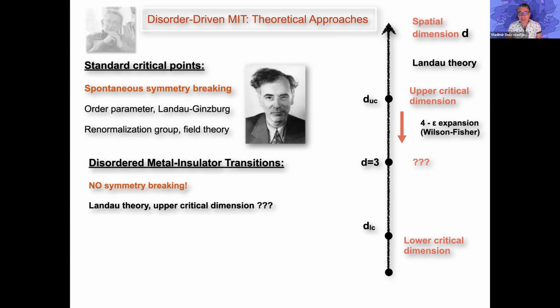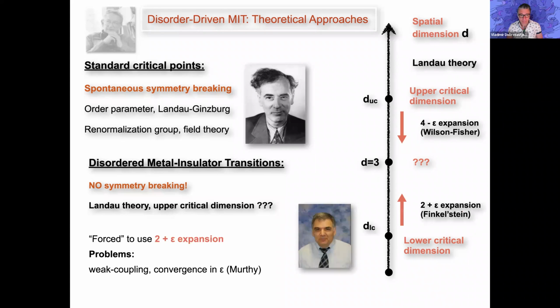However, in the metal-insulator transition, especially when strong disorder is present, the two phases, the metal and the insulator, do not really differ by any static symmetry. And this powerful bag of tricks that Landau and his followers introduced is really not very helpful. We don't even know what the proper Landau theory is or what the upper critical dimension is. Is there one? That's a very difficult open problem.